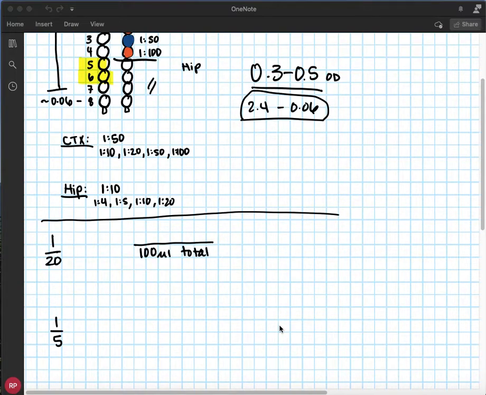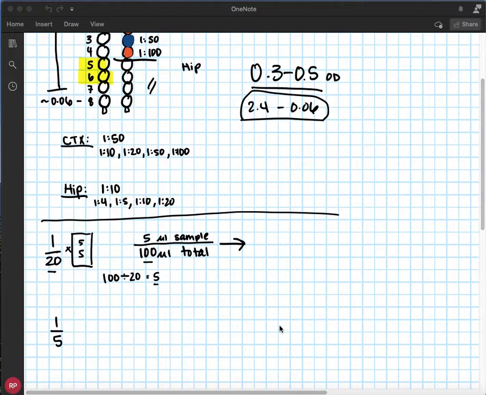We have to figure out what factor of 100 goes with 20. An easy way to do this, if you can't do quick math in your head, is you just take your total and divide it by your dilution to get your factor. And then you multiply straight across once you have your factor, and you'll see that you have 5 microliters of your sample with 100 microliters total.